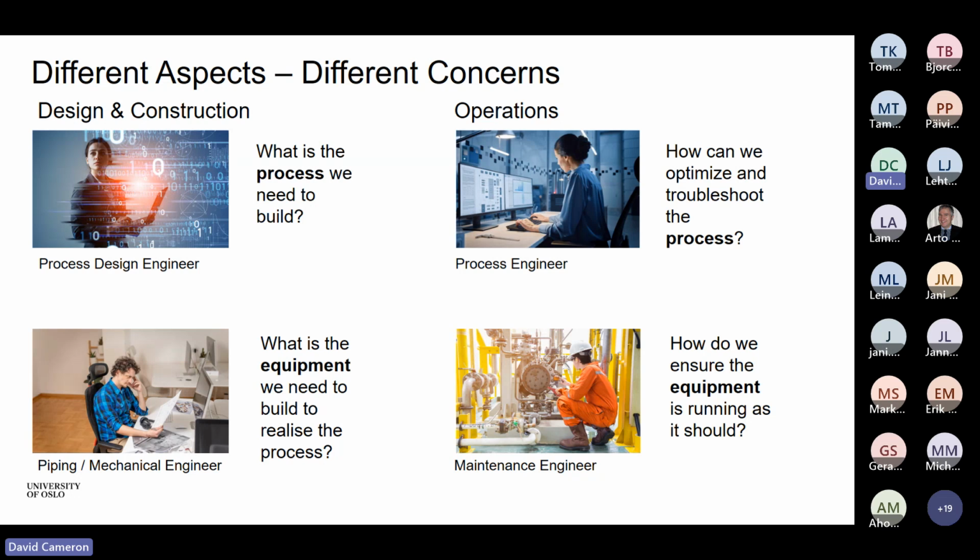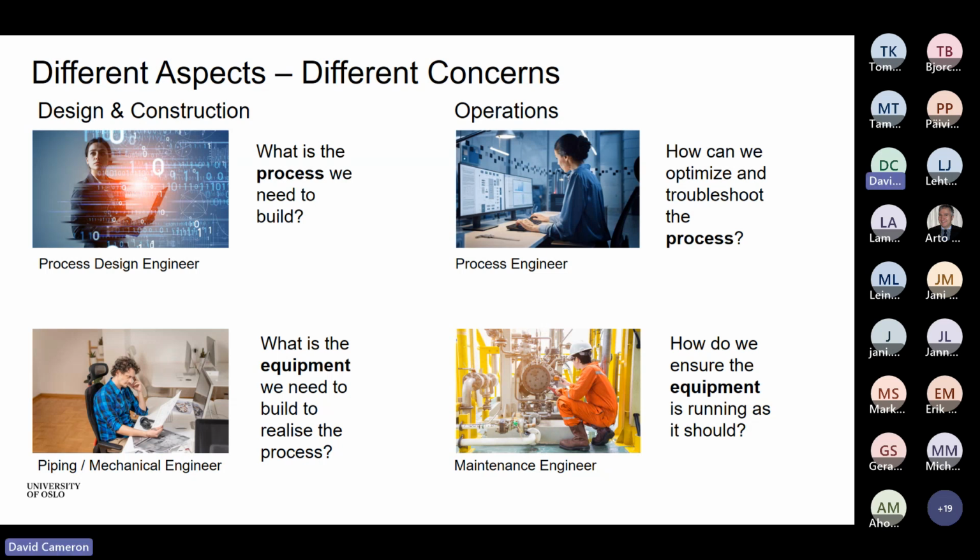So here we have a rather digital looking process design engineer in a design construction phase. And her question is, what is the process we need to build? We've got a task of producing this certain amount of oil and gas over this time history. What things do we have to do to process that oil and gas? And then they interface down into the design process where the piping mechanical engineer then asks the question, good, to realise this process, what is the equipment we need to do that?